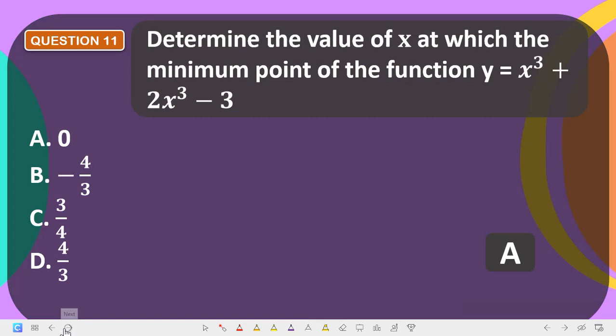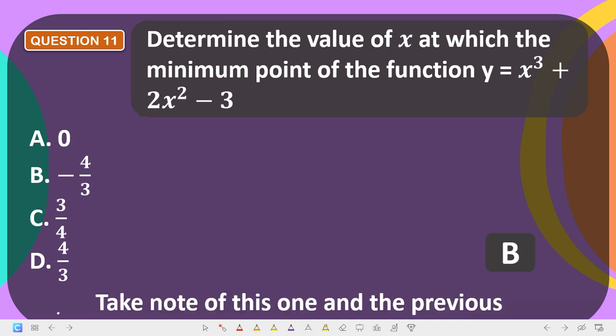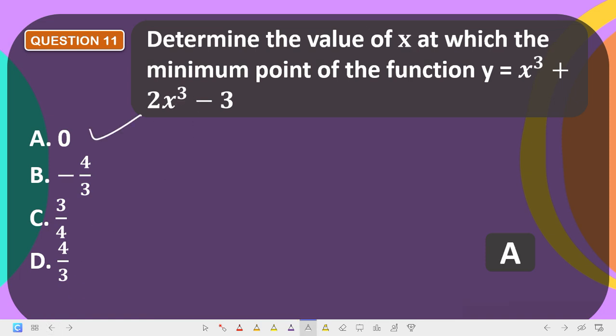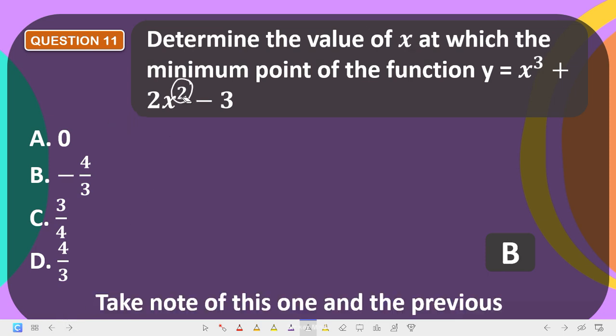Now the next question. Determine the value of s at which the minimum point of the function occurs. If you see this particular one like this, choose 0. But I think the exact question is this. Please take note: the question is not that clear. The discrepancy is here. Here, this one is squared, while here, this one is 3. If you have 3, the answer is 0. But if you have square, the answer will be something different, and that is the one we are going to do.